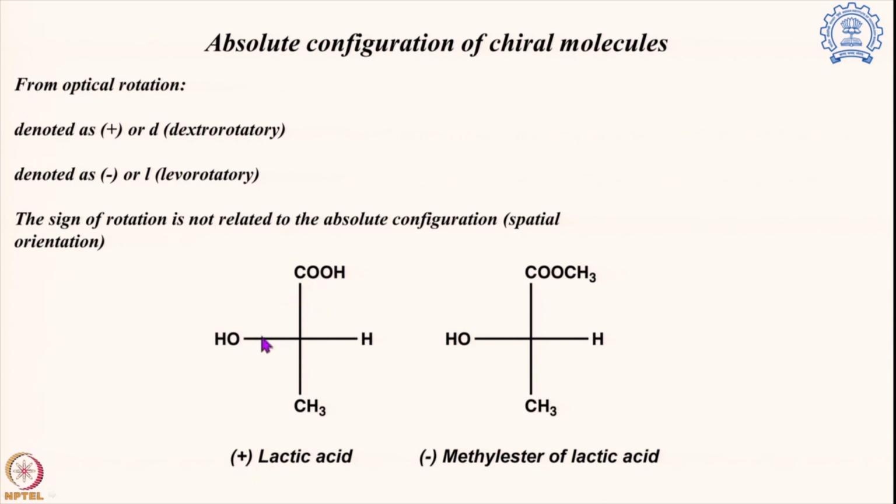Now with the same configuration, keeping all the specific relative orientations the same, I just change the carboxylate group to an ester group, the methyl ester of it. And this molecule changed the direction of the optical rotation from plus to minus, although their absolute configuration is the same. That means which direction the molecule is going to rotate is not directly correlated with the absolute configuration. So just by doing an experiment and finding out whether it's plus or minus, I cannot really comment on the actual structure of the molecule.